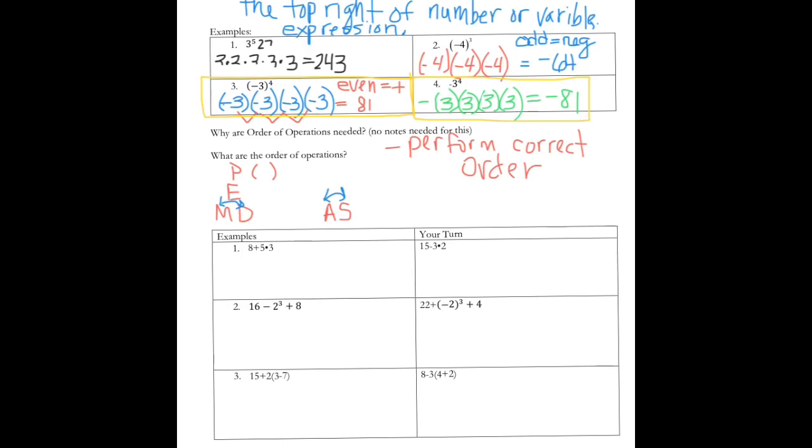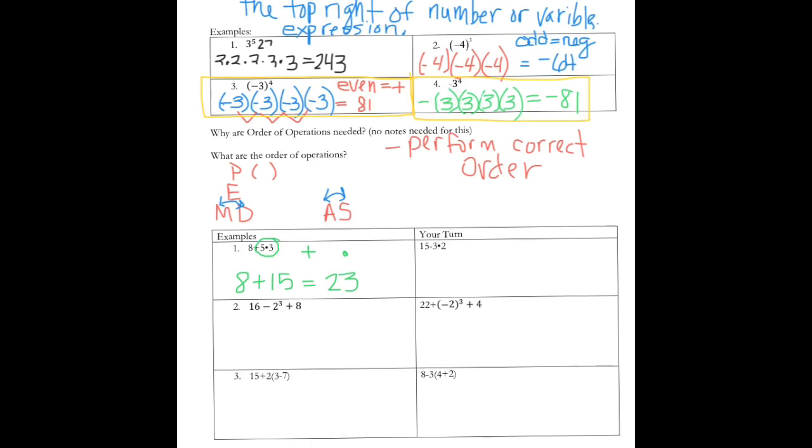So for example number 1, I have 8 plus 5 times 3. So I have addition and multiplication. Well, according to order of operations, I have to do multiply before I do add. So I have to take care of this operation first. 5 times 3 is 15. So I really have 8 plus 15, which equals 23. All right, let's look at the next one.